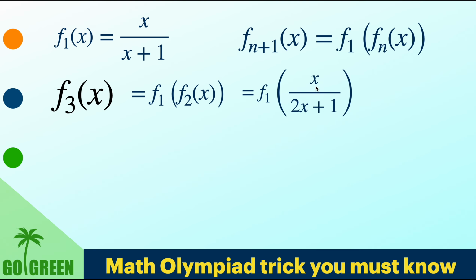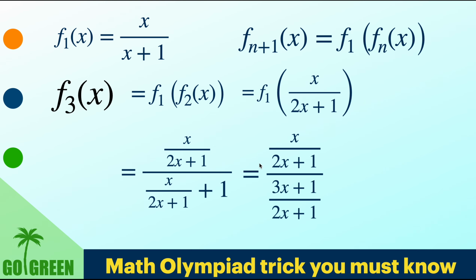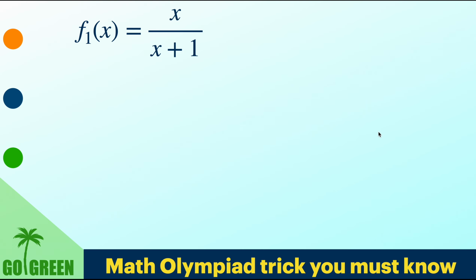So f1 of x over 2x plus 1, this f1 as it is. So again, f1(x) is x over x plus 1. So f1 of some quantity is that quantity over that quantity plus 1. Again, if we simplify, what we get is x over 2x plus 1 and 3x plus 1 over 2x plus 1. Again, 2x plus 1, 2x plus 1 can be removed. So what we are left with is this x over 3x plus 1. So what we have achieved so far, f1(x) which was given to us is x over x plus 1, and then f2(x) is x over 2x plus 1.